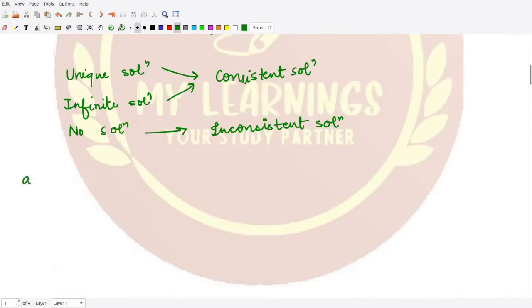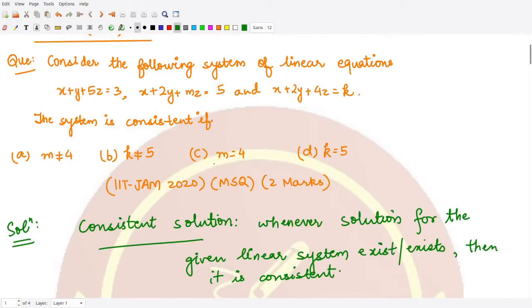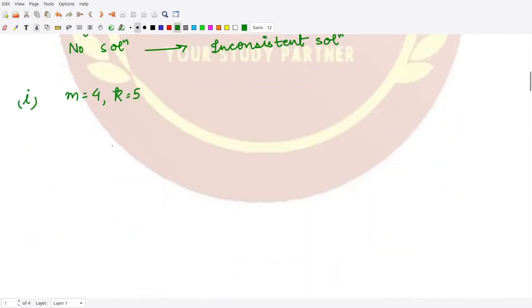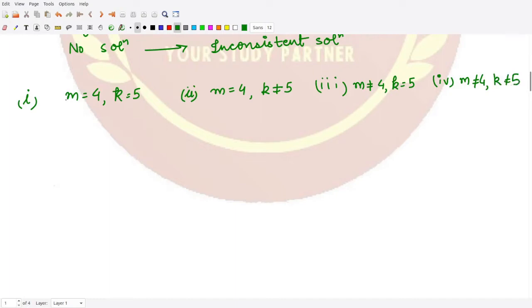Firstly, we could say when m is equal to 4 and k is equal to 5, because in the options you are given the value m is equal to 4 and the value k is equal to 5. So what possible options are there? Either m is equal to 4 and k is equal to 5, or you could have m is equal to 4 and k not equal to 5, it could be any number. In the third case, you could have m not equal to 4 but k equal to 5, right? And in the fourth case, you could have both m not equal to 4 and k not equal to 5. These are the possible cases. So let's check them one by one.